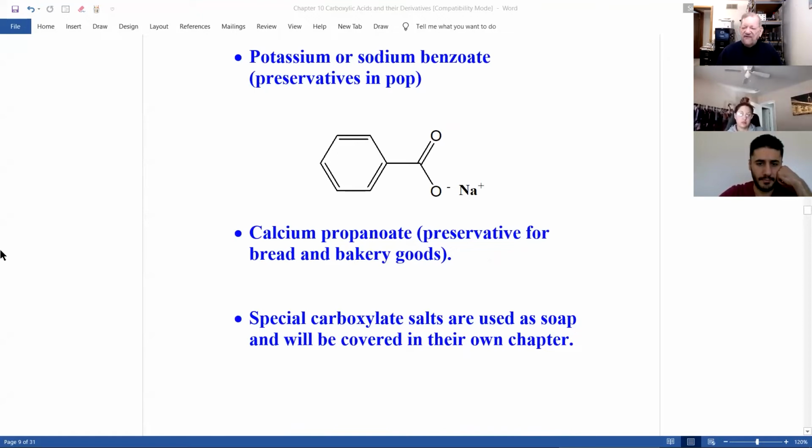Now, how many of you have ever gone to a supermarket, bought a loaf of bread, or gone to a bakery, bought some bakery goods or bread, and the next day you can still use it? There's nothing green growing on it. Why? Because they use calcium propanoate, which has this structure, and the switch is off now.